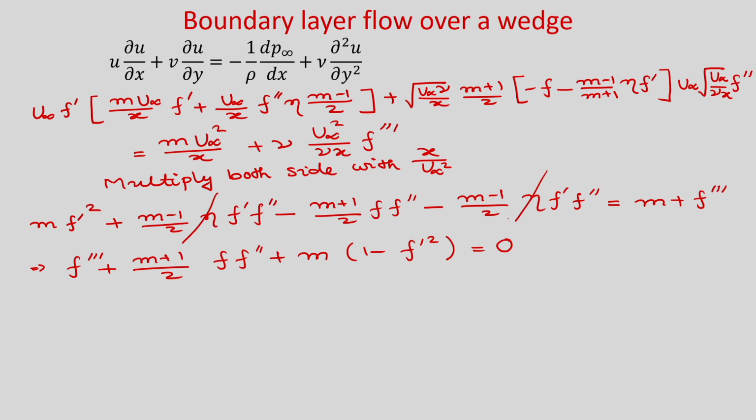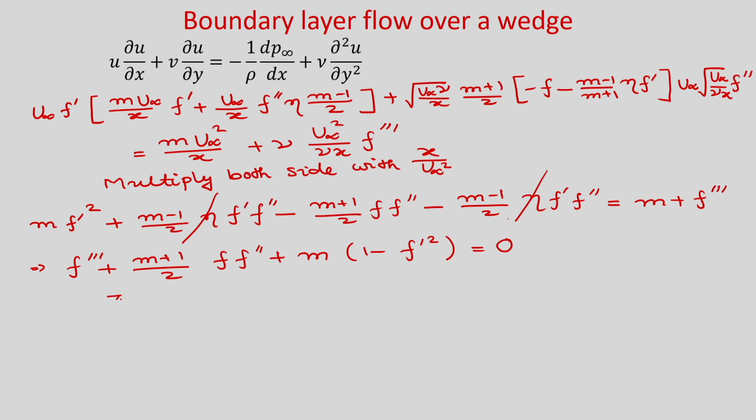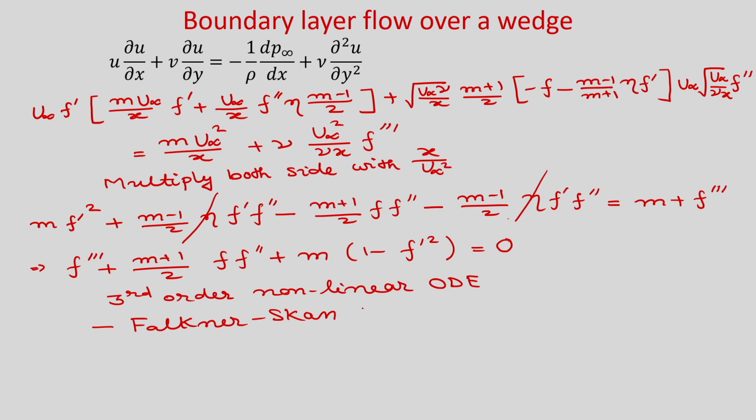So, you can see that we started with the partial differential equation and using similarity transformation we transformed the PDE to ODE, and you can see that this is a third order nonlinear ordinary differential equation. This equation is known as the Falkner-Skan equation. So, you can see that this is a third order nonlinear ordinary differential equation, and this equation is known as the Falkner-Skan equation.